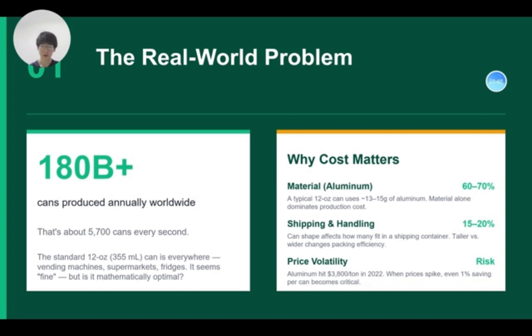The last one is price volatility. Aluminum hit $3,800 per ton in 2022. When prices spike, even a 1% saving per can becomes critical.